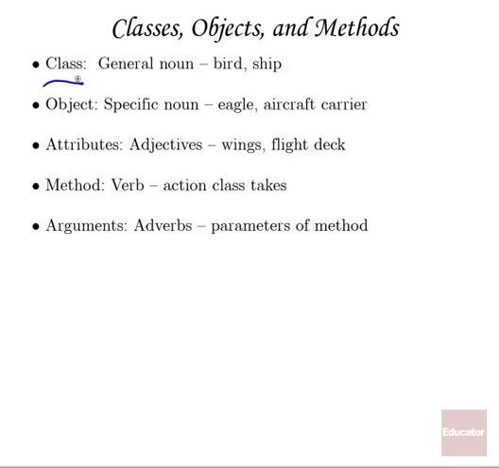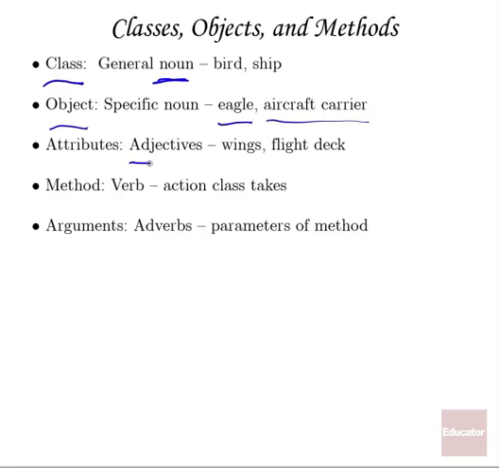Just to get your mind around what Java is and some of these terms, let's compare them to some words. In general, a class you might think of as like a general noun, as opposed to a proper noun. You might think of this as a bird or a ship, for example. If we get more specific, an object within that class might be a specific kind of bird, in other words, an eagle, or a specific kind of ship, an aircraft carrier. So we identify things as objects within their class.